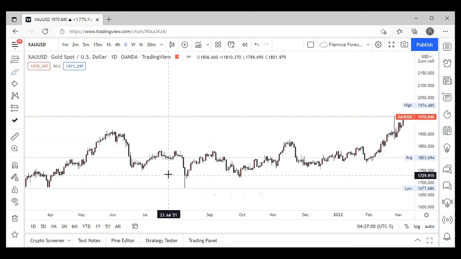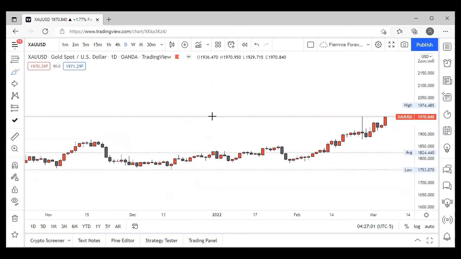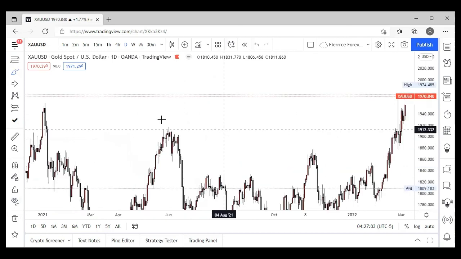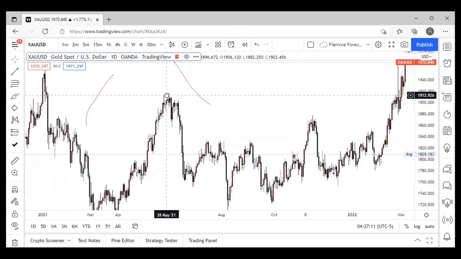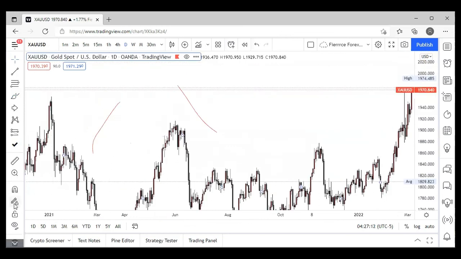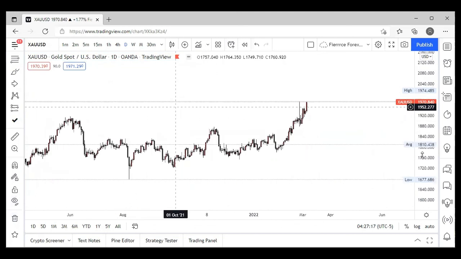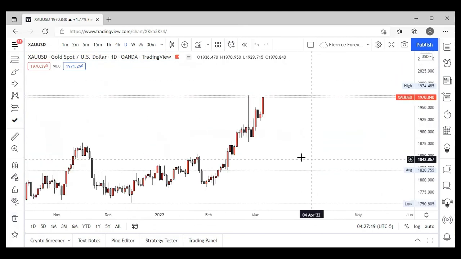So guys, I'm hoping this has been helpful in terms of how to use TradingView. Hopefully this has been useful and of value.